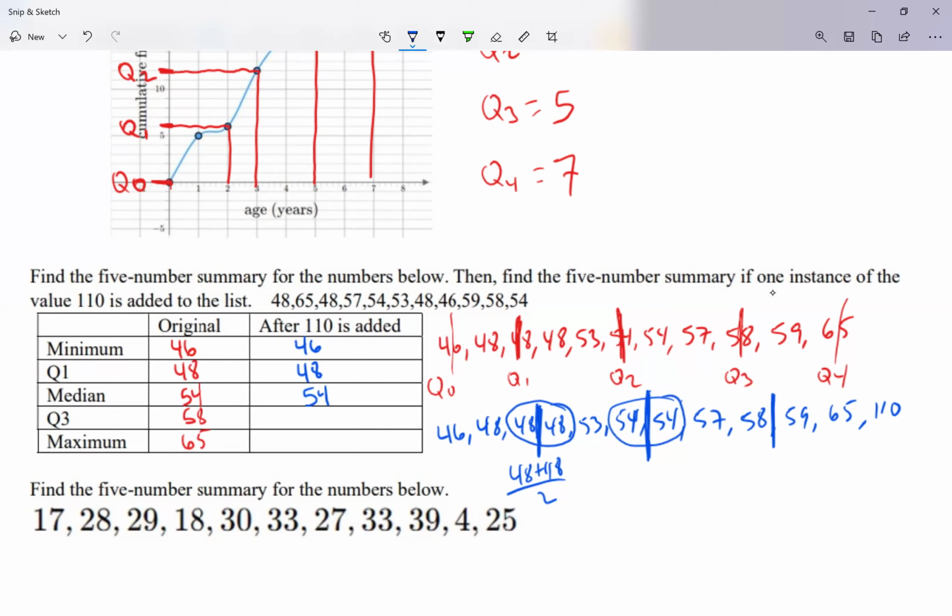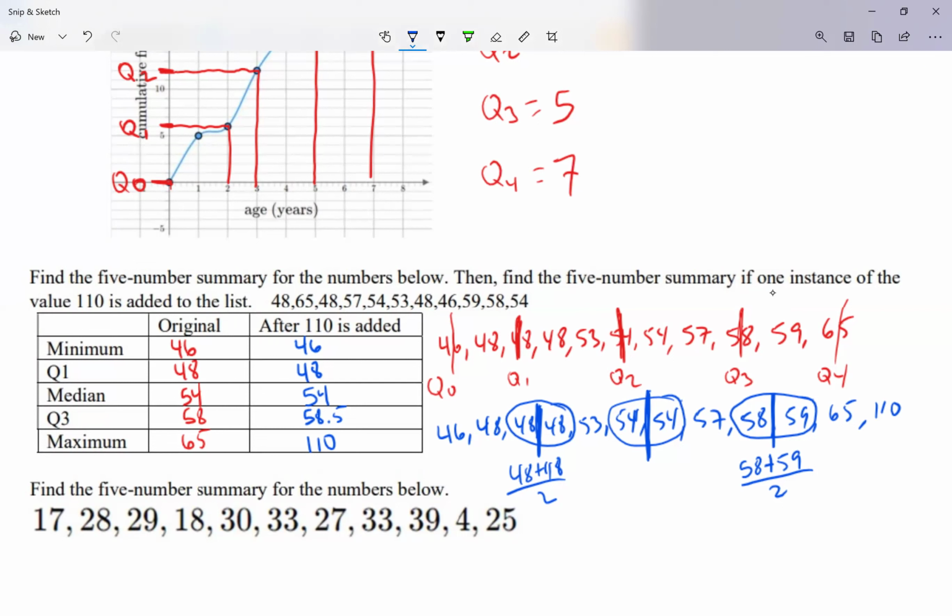For my quartile 3, it has to go between 58 and 59. Okay, it doesn't repeat this time. So what number, decimals included, goes between 58 and 59? If you don't know, get the average of those: 58 plus 59 divided by 2. In my case, I'm going to get 58.5. And the largest number you can see is 110.